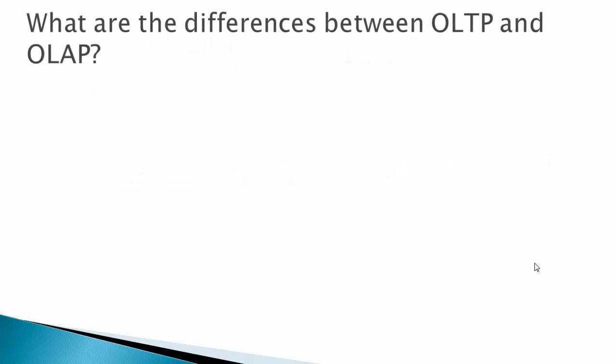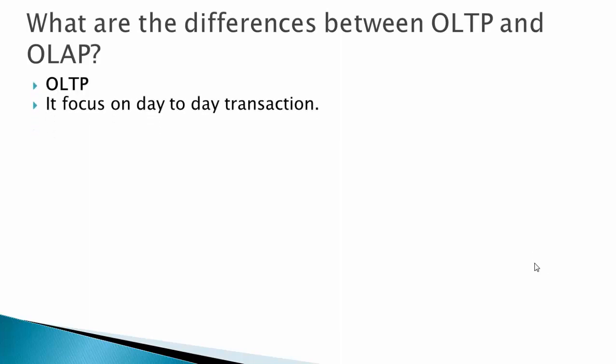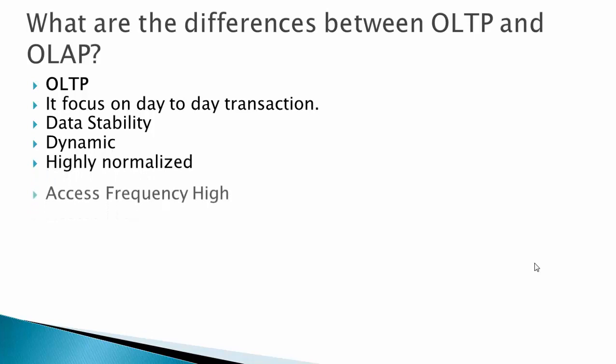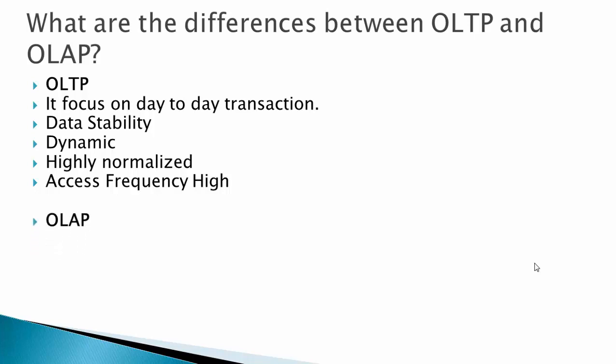What are the differences between OLTP and OLAP? It is a very generic question, and most of the time it is asked in interviews. So let's have a look at OLTP. What are the features which make it different from OLAP? OLTP is focused on day-to-day transactions and data stability. It is dynamic, highly normalized, and access frequency is high. So if the data access frequency is high, we have to go with OLTP.